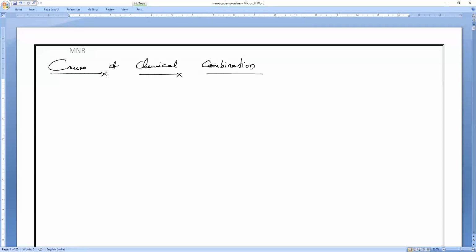So if you notice here, the question is why metals or non-metals will react. What is the purpose behind the reaction? Why are they undergoing a chemical reaction to form new compounds? So this is what the concept is all about.